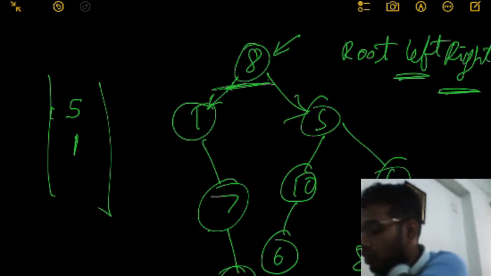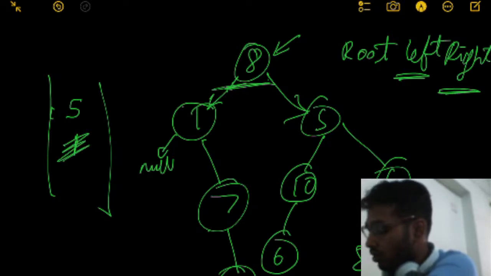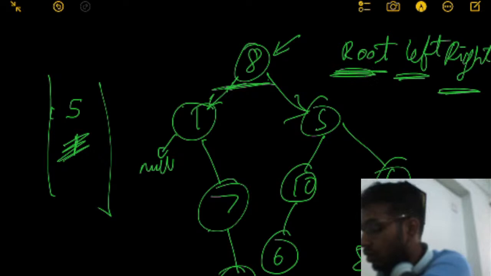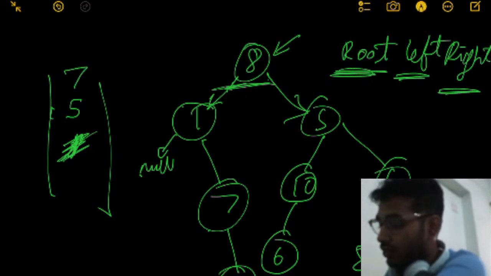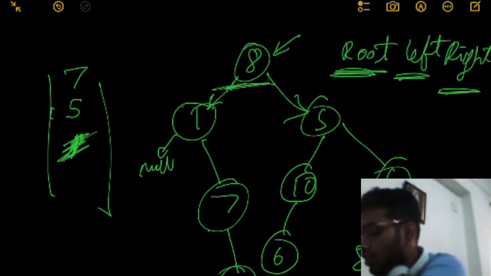So now the root is 1, we will look at the left, which is null, so we don't need to push anything. The root has already been printed, so we'll pop this. Because we need to first take in the root, right? So we pop this root, we add it to the answer queue, and then we look for the left child, which is null, so we don't push anything. We then look for the right child, which is 7, so we push that onto the stack.